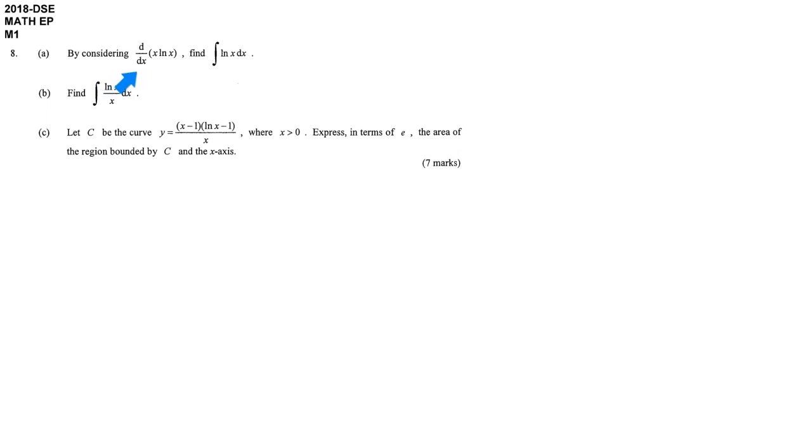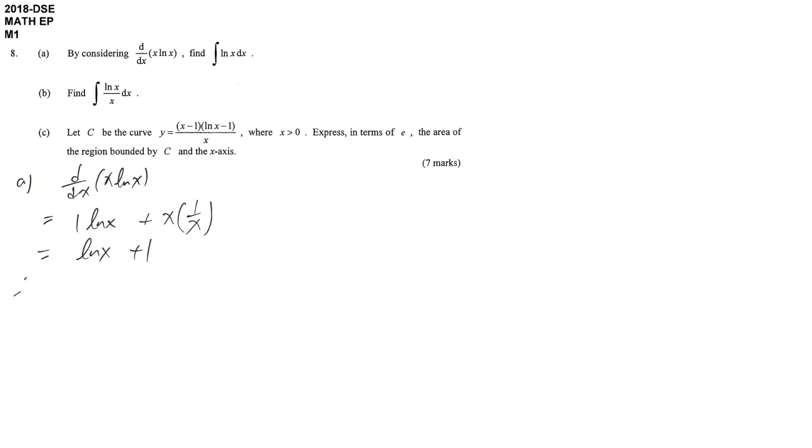A very typical question is because we don't know how to integrate this. That's why they give you some hints. By the result of differentiating this, you can integrate it. So consider x natural log x. By product rule, we differentiate the first one, keep the second one, and then keep the first one, differentiate the second one. That's why we get natural log x plus 1.